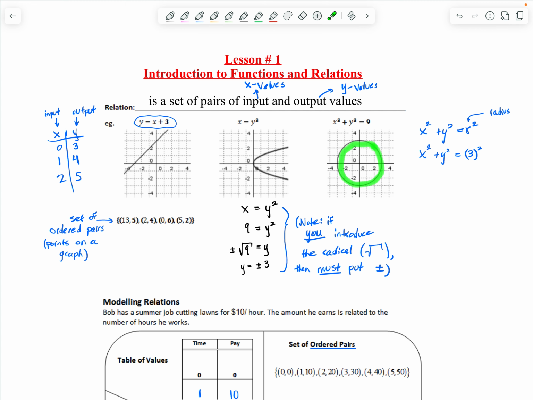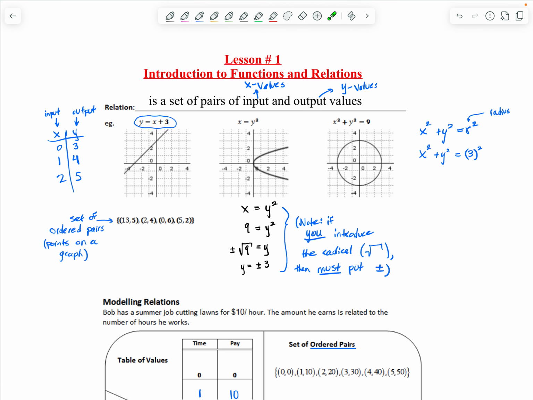So here's another example. This is the equation of a circle centered at 0 with a radius of 3. It looks like this: x squared plus y squared is equal to r squared, where r is the radius. And now I can see from here that for this given graph, the radius is 3. So hence I have this equation here. That's a relation. Good.